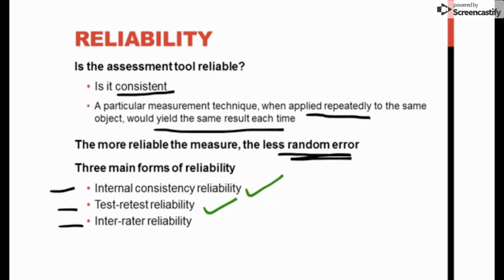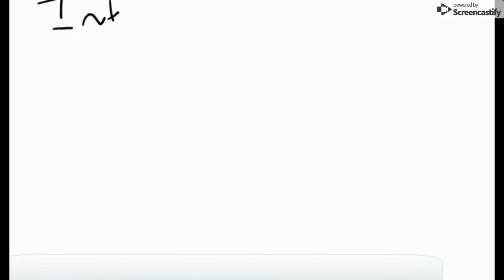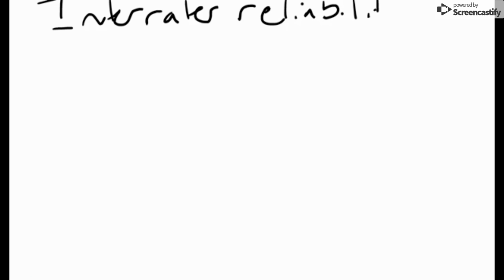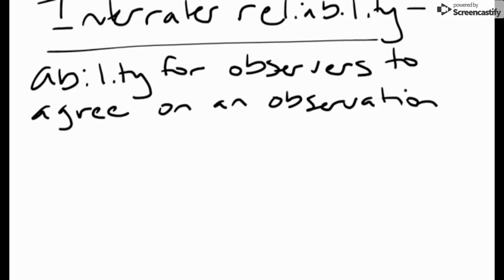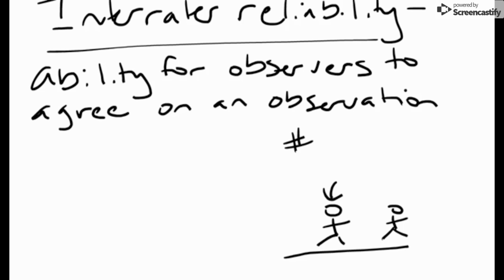Let's move on to inter-rater reliability. Inter-rater reliability is looking at the ability of two observers to agree when they're observing some particular behavior, the ability of observers to agree on an observation. Let's say, for example, that you're doing an intervention with a child who has autism, and this child is playing with other children. What you want to do is count the number of times that our child engages in a social behavior.